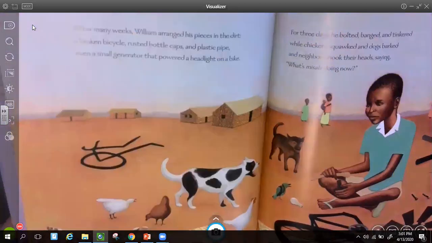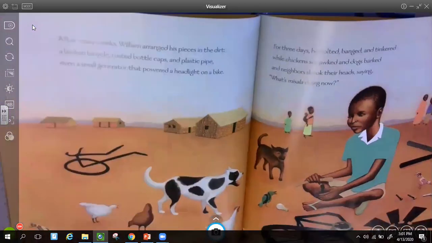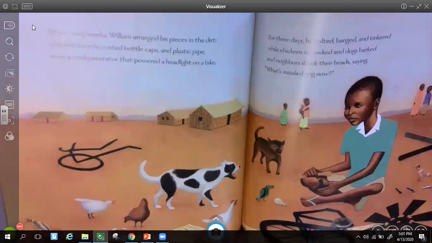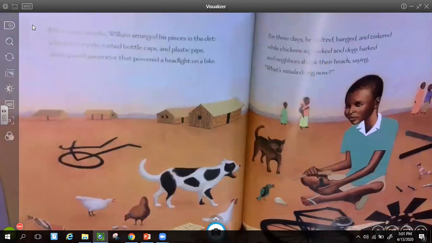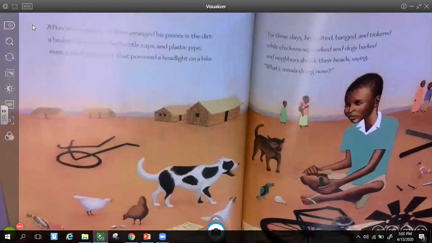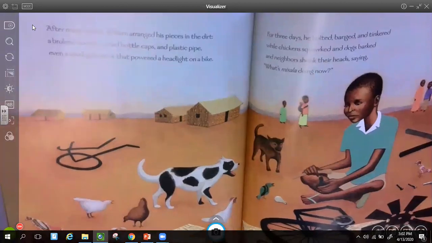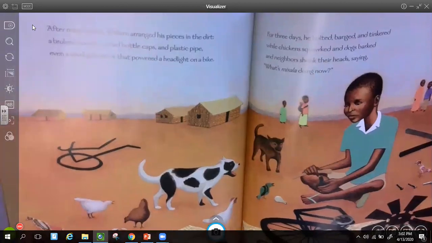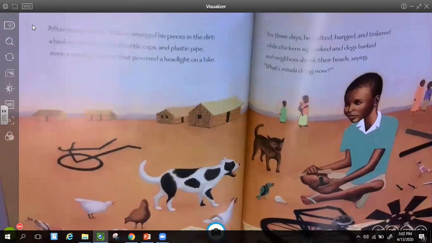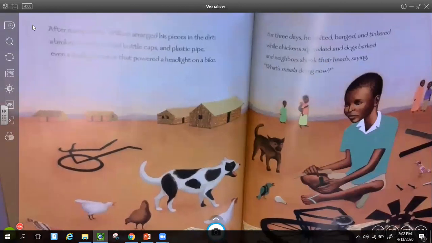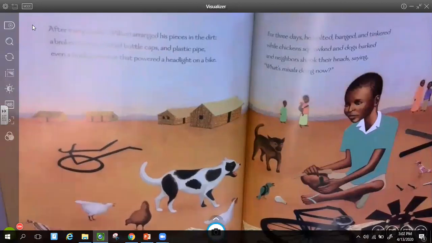After many weeks, William arranged his pieces in the dirt. A broken bicycle, rusted bottle caps and plastic pipe, even a small generator that powered a headlight on a bike. For 3 days, he bolted, banged, and tinkered while chickens squawked and dogs barked and neighbors shook their heads saying, "What's Misala doing now?"